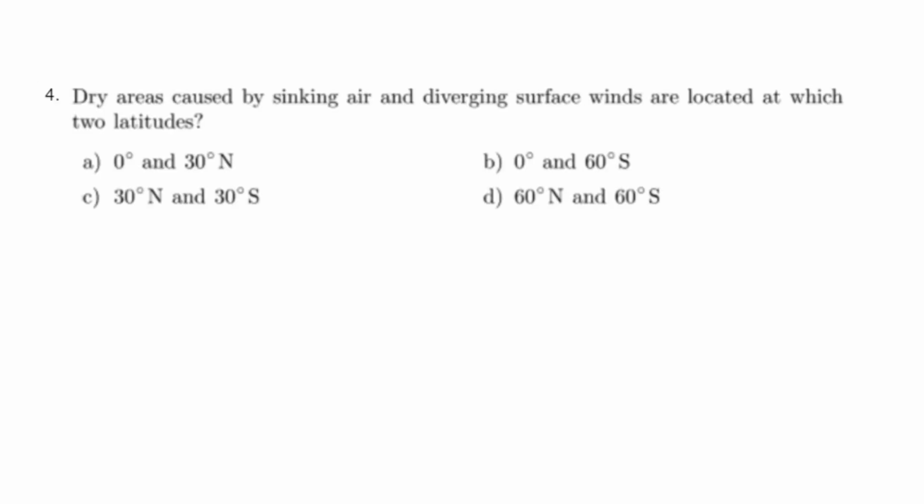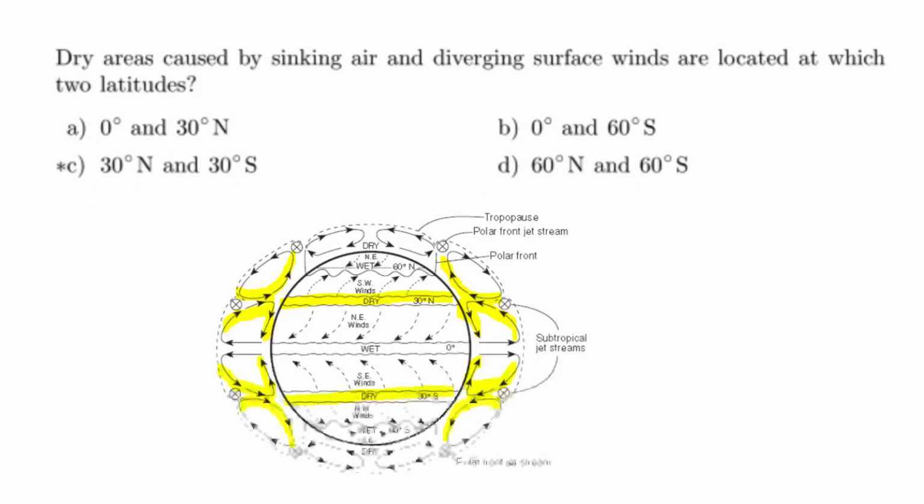Try number 4, pause this video. Dry areas caused by sinking air and diverging surface winds are located at which two latitudes? The correct answer is C, 30° north and 30° south. Notice that in 30° north and 30° south, we have dry, and the air over here in the atmosphere is actually sinking, like you see over here, right? And it's sinking, but also diverging near the surface. It's moving away. Remember, in areas of high pressure, the air is moving away and it's moving towards the low pressure areas. And we're always getting these convection currents.